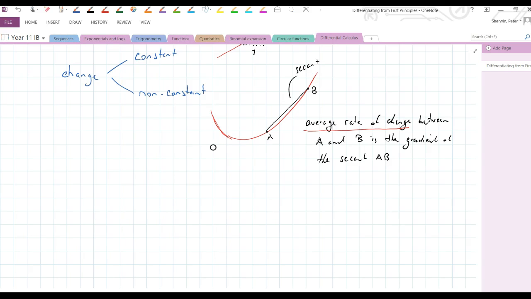But what we want to get a little bit more involved in here is, okay, that's fine between 2 points, but what's actually the rate of change at a single point? At a single point, we want to measure what's called the instantaneous rate of change. So let's ask that question. What is the instantaneous rate of change?